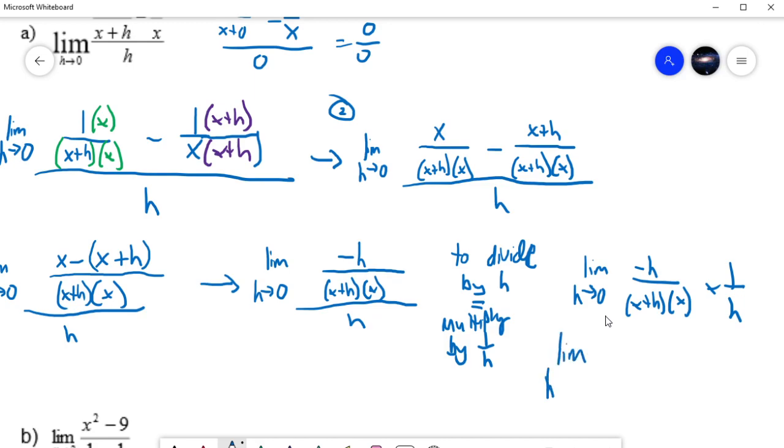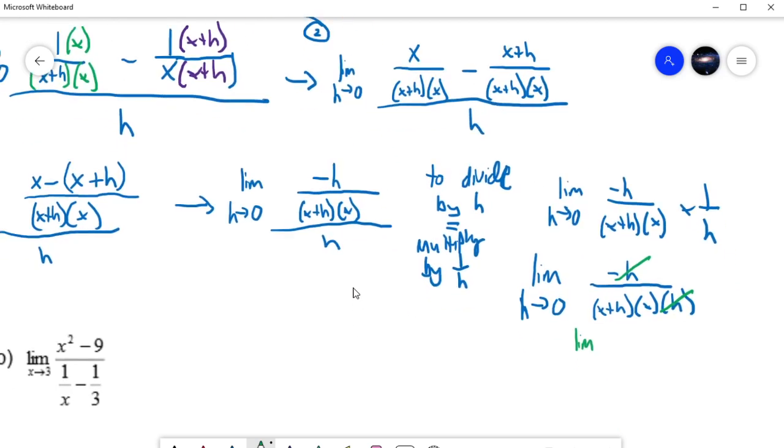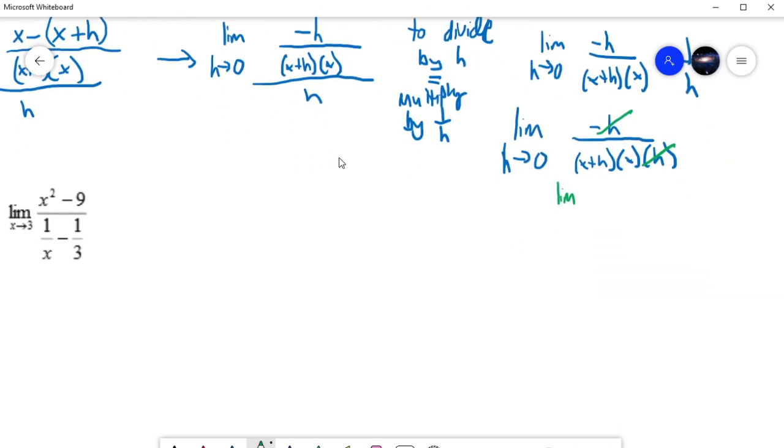Limit as h approaches 0. I have negative h over x plus h, x, and h. You can see now that it's possible for me to cancel those, and I get the limit as h approaches 0 of negative 1 over x plus h times x, and what I get is equals negative 1 over x squared.